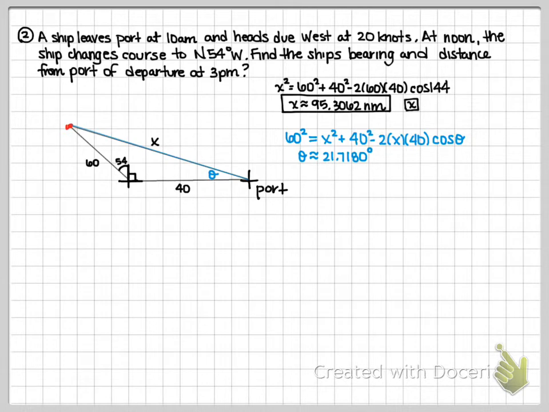So what I want to do is find the angle that is actually right next to it, starting from north going towards, looks like the west this time. I'm going to call this angle alpha.